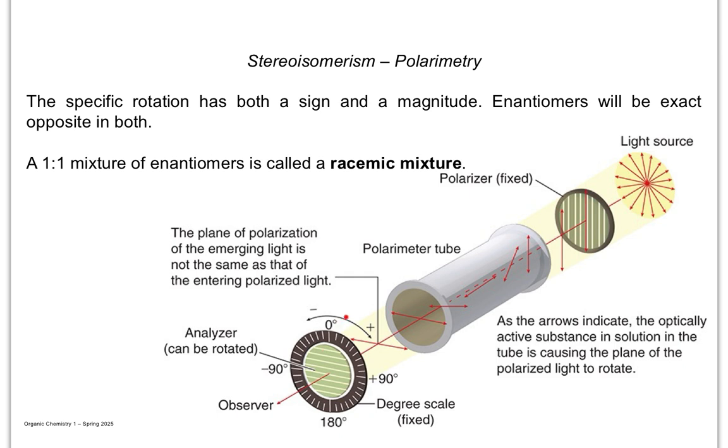So if the light is tilting clockwise, it gets a plus rotation. If it's tilting the other way, it gets a negative rotation. And so these have certain words attached to them. So plus is dextrorotatory, and then minus is levorotatory. So again, that's something that has to be measured.